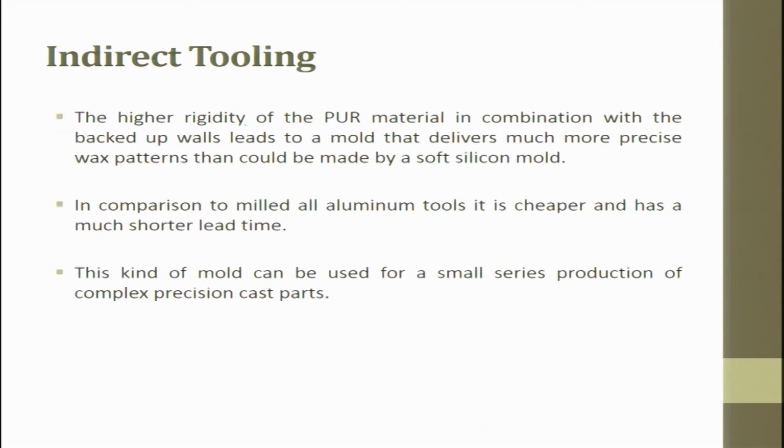So, the higher rigidity of the PUR mold combined with the backing up walls leads to a mold that delivers much more precise wax patterns than could be made by soft silicon molds. Okay. So, soft silicon molds always have this problem. So, we always counter it by reinforcing with a harder one. In comparison to a milled all aluminum tool, it is cheaper and has a much shorter lead time.